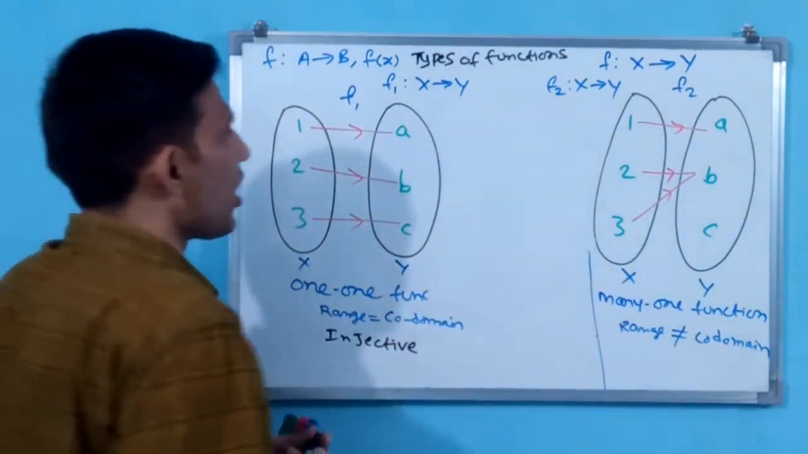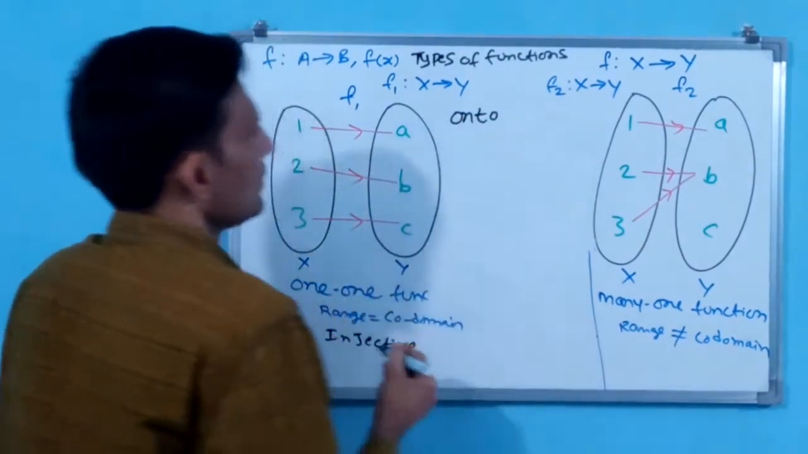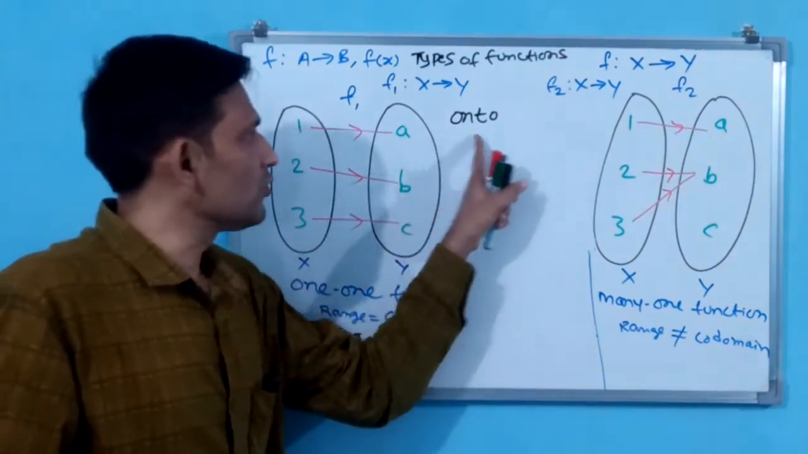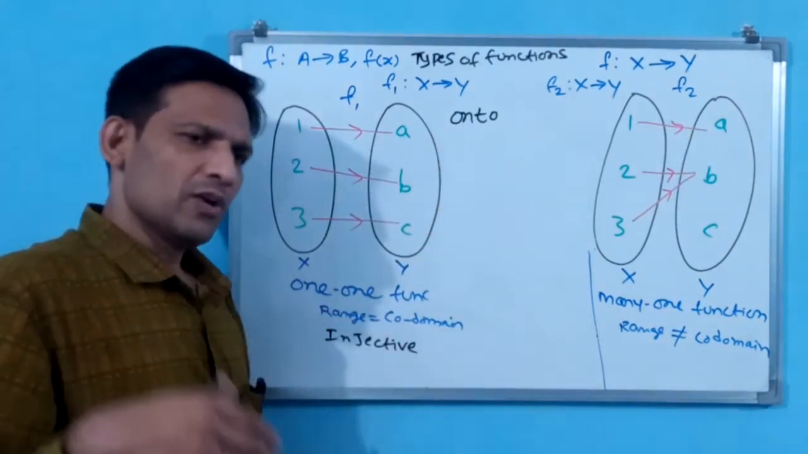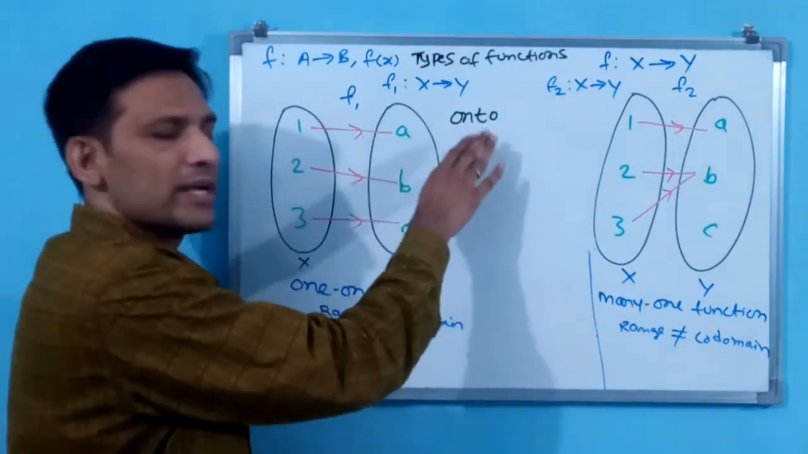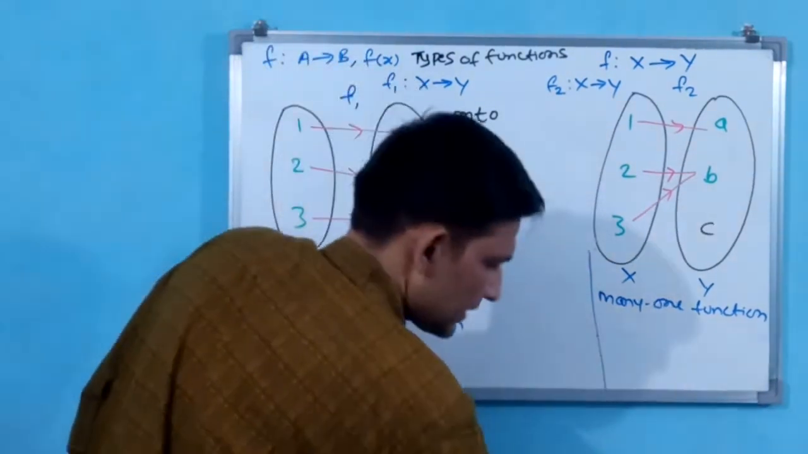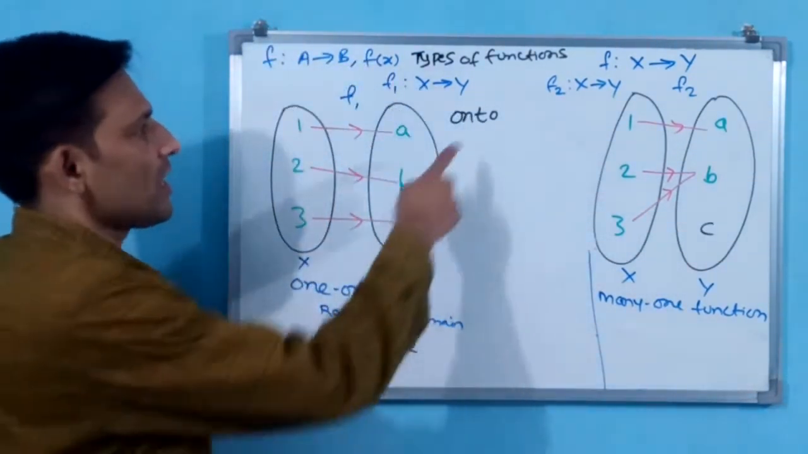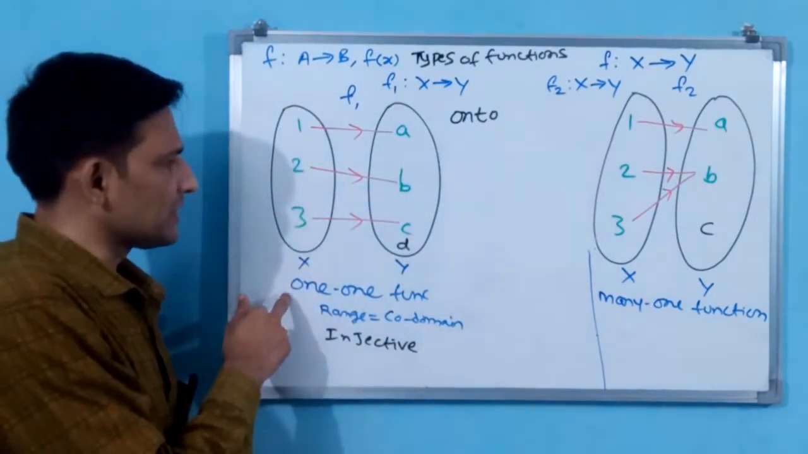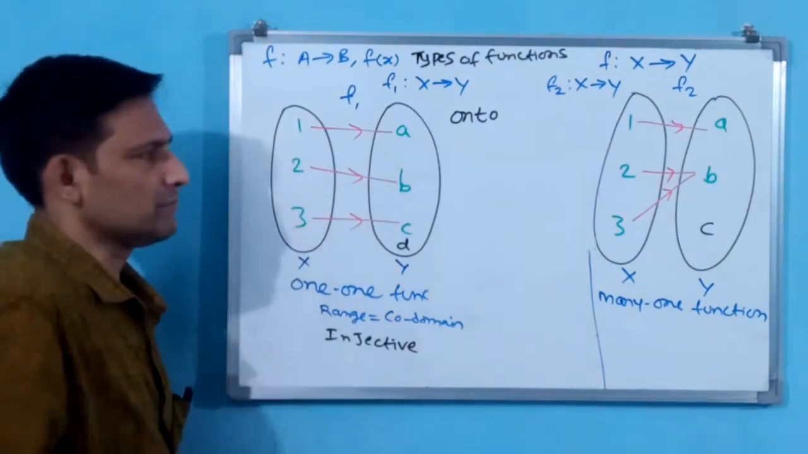Another function is onto function. See, onto has no space. Continuously you have to write onto, or you can say onto also. Okay, but you write O-N-T-O only. Onto function. Go for the next function, onto function. Now we came to know one-one function, many-one function, and injective. Injective and one-one both are the same.